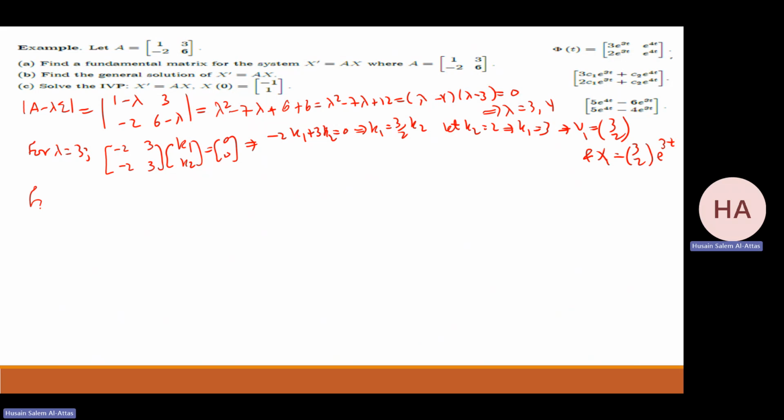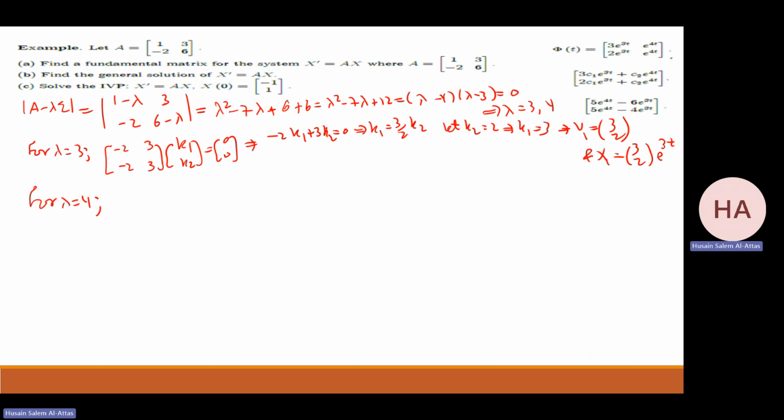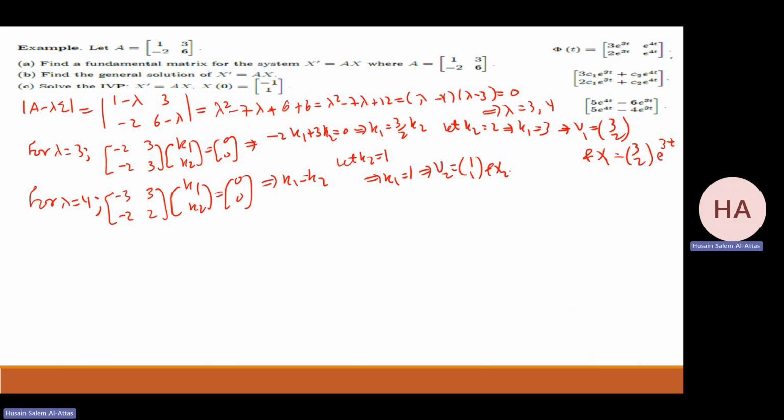Now for lambda equal 4, I have 1 minus 4, which is minus 3, 3, minus 2, 2, times k1, k2 equals 0, 0. Very clear, I have k1 equal k2. No need to waste time. So let k2 equal 1, that implies k1 equals 1. So I have v2 is (1, 1), and x2 will be (1, 1) e^(4t).